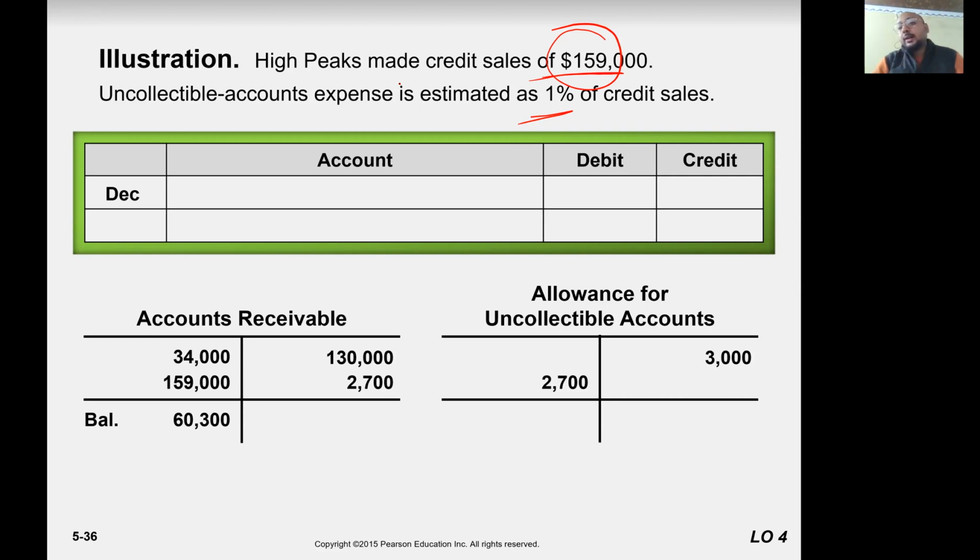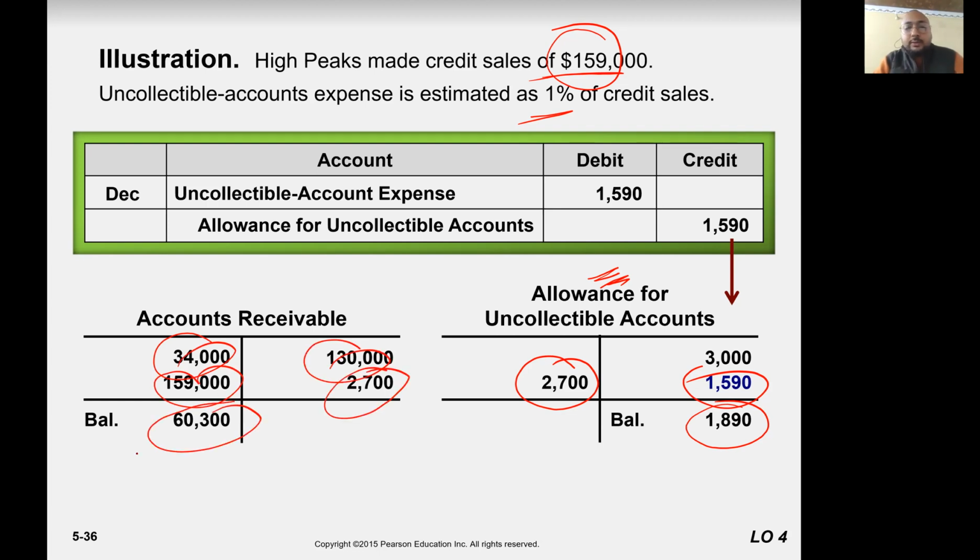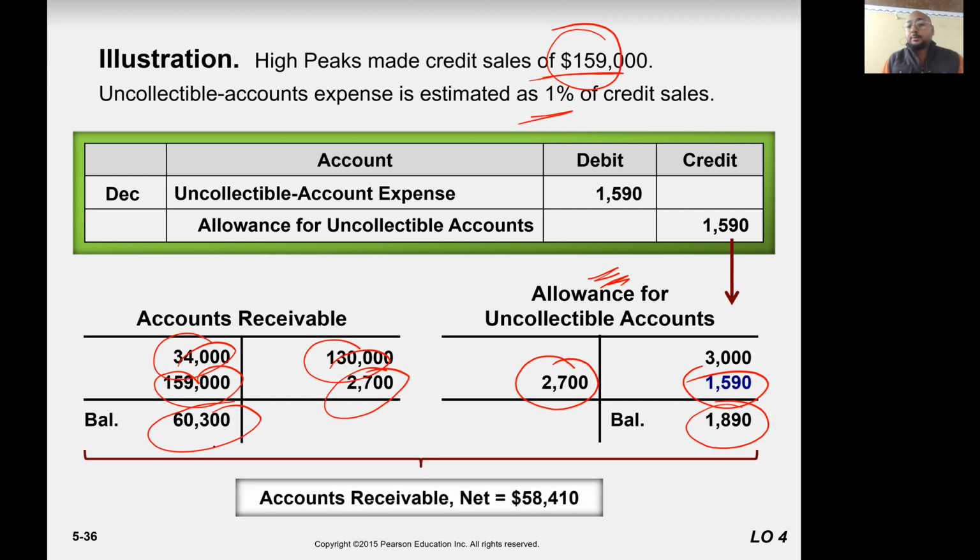To allowance for uncollectible. Right? So the actual write-off, 2,700, is charged to the allowance. All right. So that would be over the balance, and you find out the total. The account balance is 60,300. So what is going to be reported on the balance sheet? The balance sheet will report 60,300 minus 1,890.